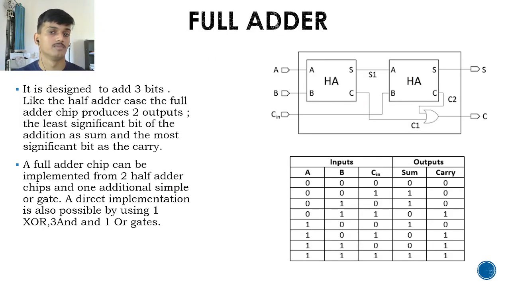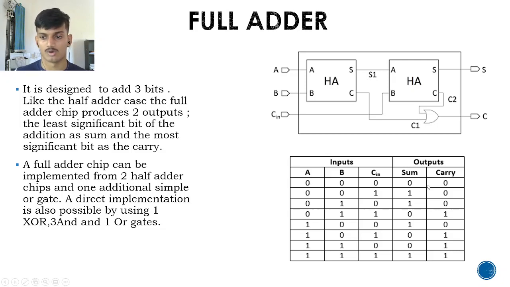Full adder. The half adder is used to add 2 bits, but the full adder is designed to add 3 bits. Like the half adder, the full adder chip produces 2 outputs. The least significant bit of the addition is the sum, and the most significant bit is the carry. This is the table of a full adder, where we have 3 inputs and 2 outputs, that is sum and carry.